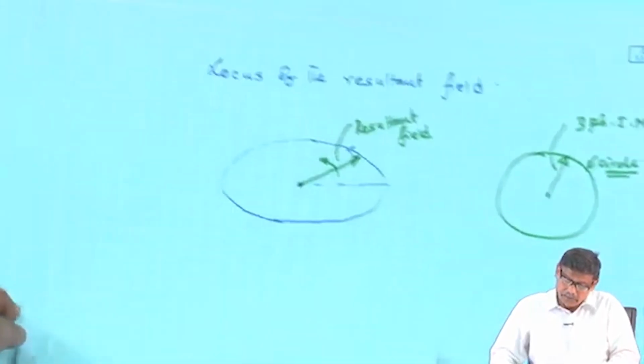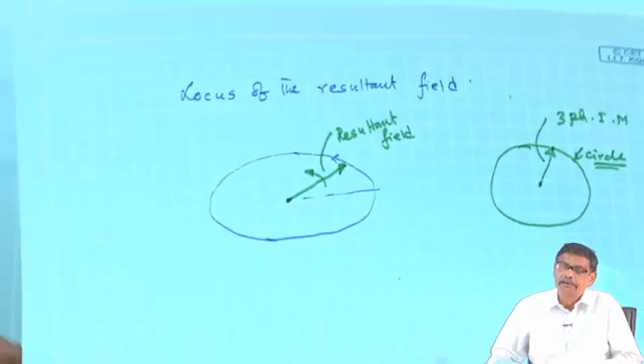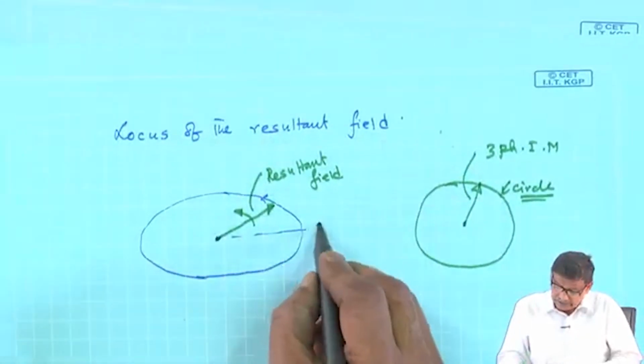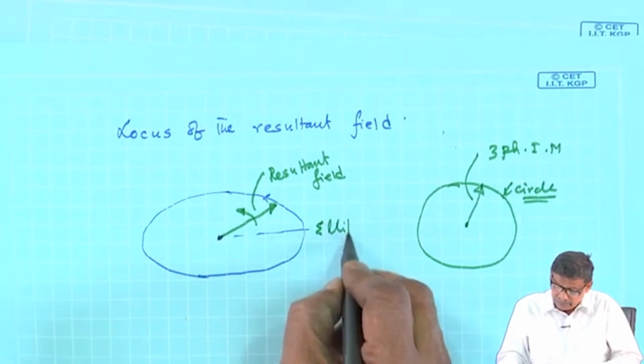Now, let us come to this. The locus of the resultant field will be an ellipse in this case.